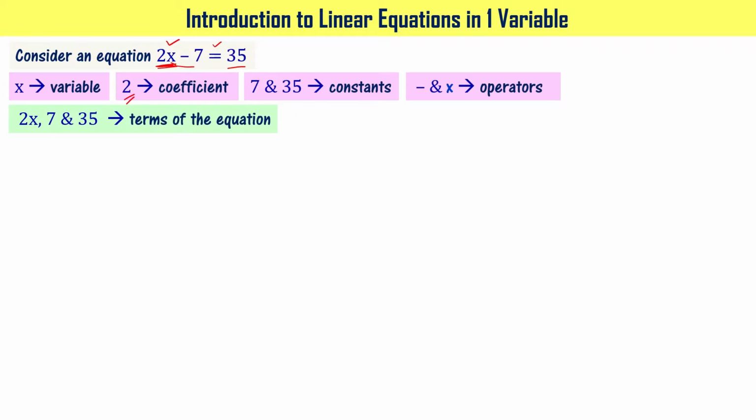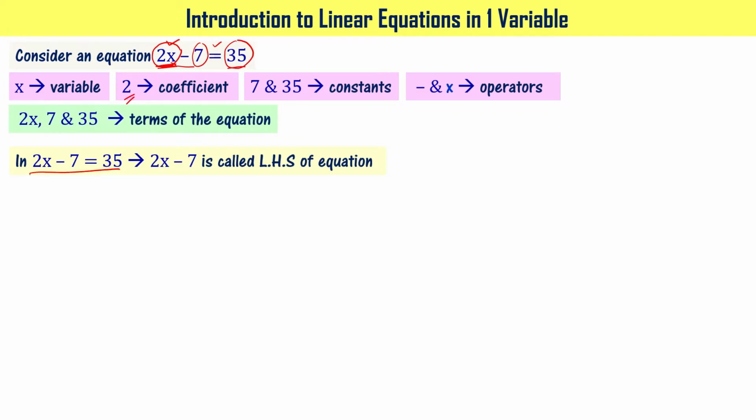In this particular equation, 2x is a term, 7 is a term, and 35 is a term. Please note this. In the equation 2x minus 7 equal to 35, 2x minus 7 is called the left hand side of the equation, right? So 35 is going to be the RHS or right hand side of the equation, right?